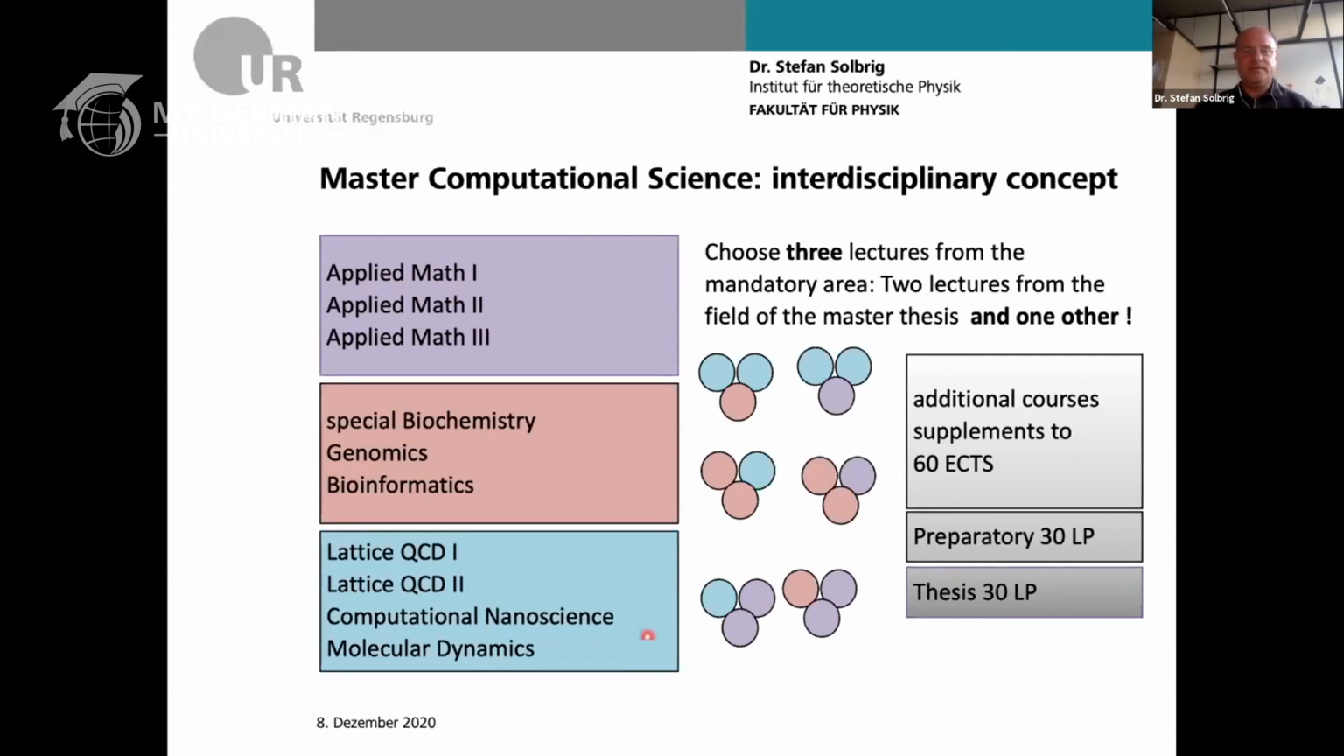And this will earn you about 30 credit points, which you will add up with other courses from the sciences where you have a great liberty to choose from. And this will add up to 60 credit points. And of course, at the end, you will write your thesis, which is a major part of the master, where you are working scientifically independently on a complex subject.